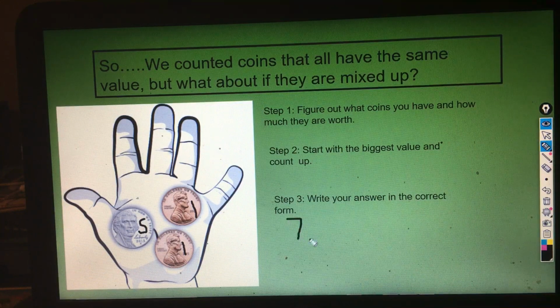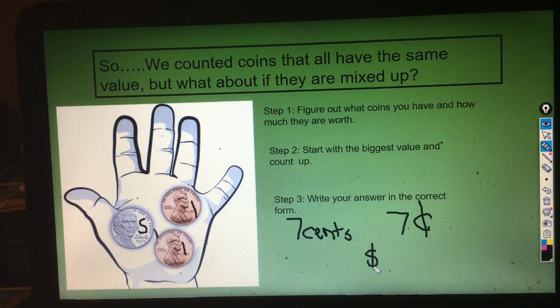You can write 7 cents with the word. Doesn't write very well. You could write 7 with the cents sign, which is a C with a line through it, kind of. Or you could write it in the dollar form. So we didn't have any dollars. There's your decimal point. And then when you write 7 cents, that's 07. So one of those 3 ways, all of them are correct.